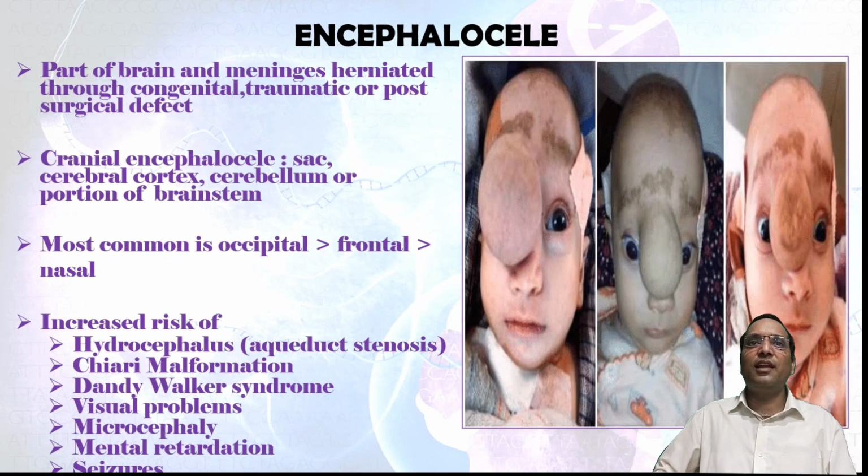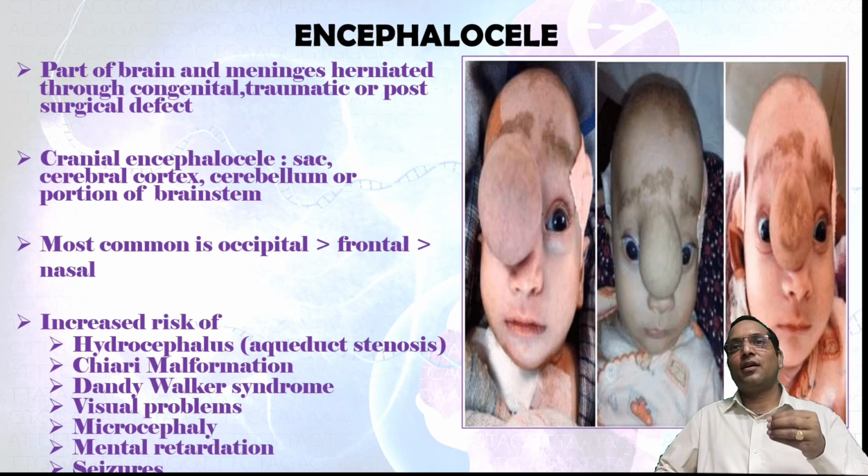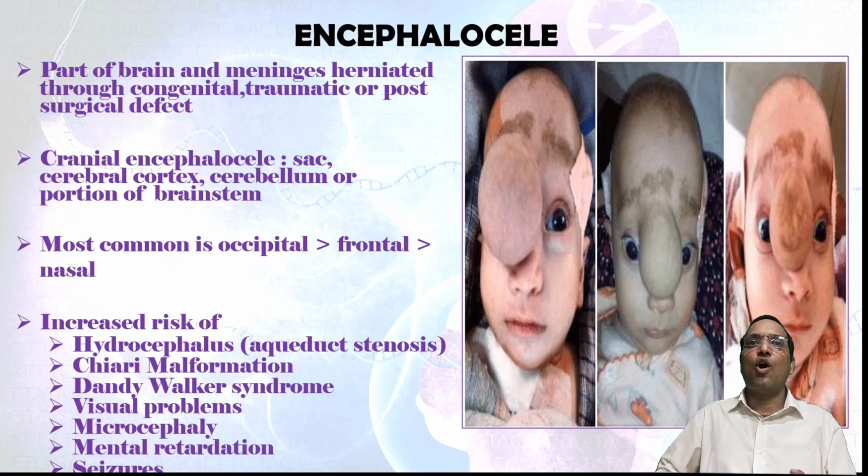And encephalocele is part of the brain or meninges herniated through a congenital, traumatic or post-surgical defect. You can see in this picture, guys, there is a cranial encephalocele where the CSF is leaked out from the sac, and it contains the cerebral cortex, cerebellum or portion of the brainstem. Most of it is occipital, which is more common than frontal and nasal encephalocele.